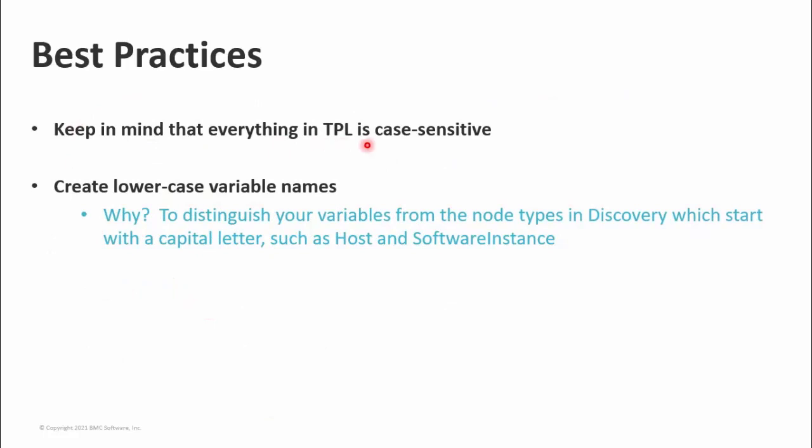Keep in mind that everything in the TPL is case sensitive. And when you're creating your own variable names, in my opinion, they should be lowercase. Why? Because you want to distinguish your variable names from things that Discovery has as constants, such as node types like host or software instance, and those things start with an initial cap.